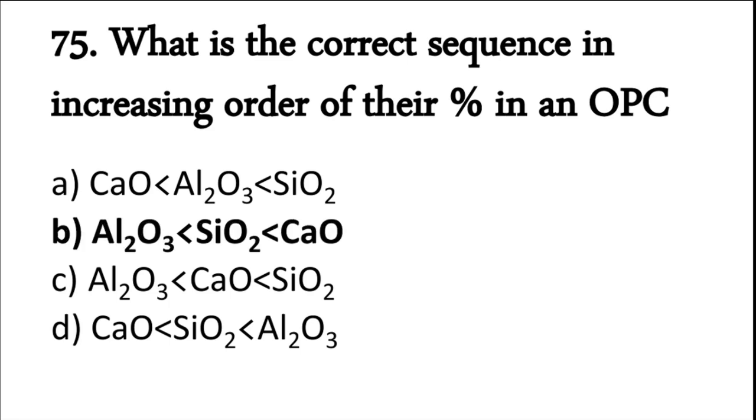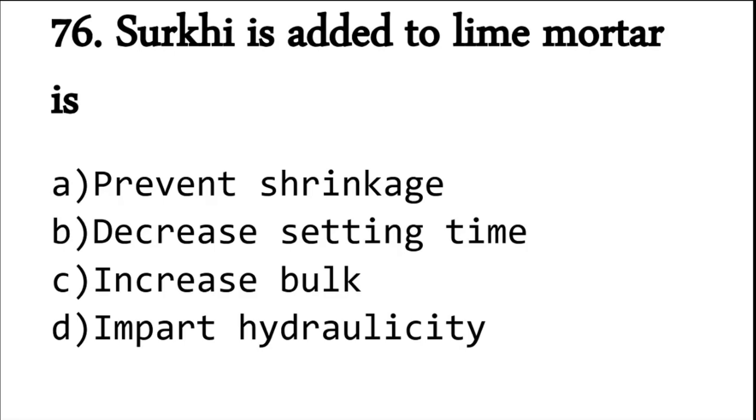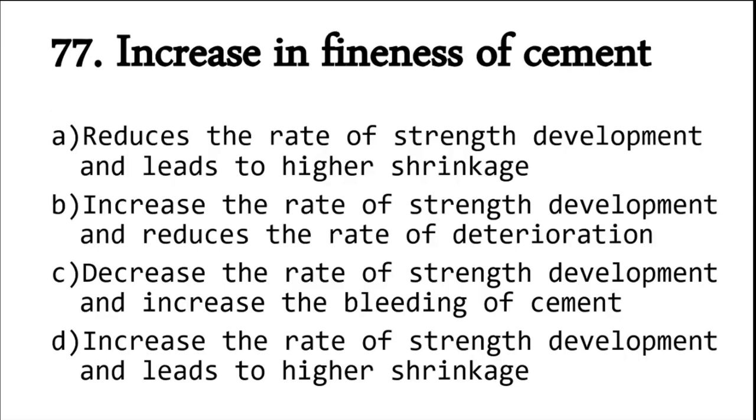Okay, next is, surkhi is added to lime powder to prevent shrinkage, decrease setting time, increase bulk, increase hydraulicity. So it increases hydraulicity. D is the correct answer. Increase in fineness of cement increases the rate of strength development and leads to high shrinkage. D is the correct answer.